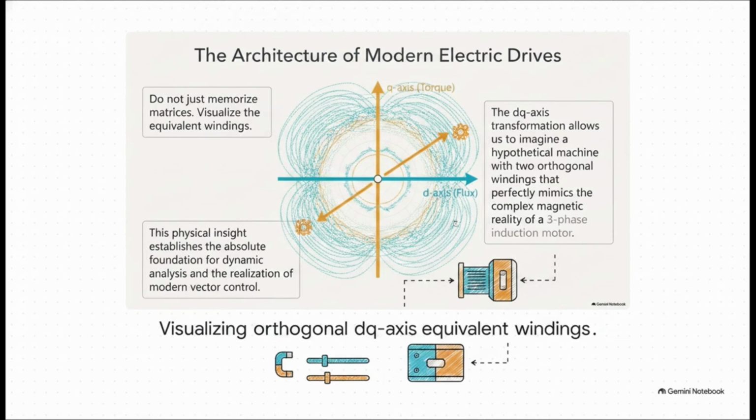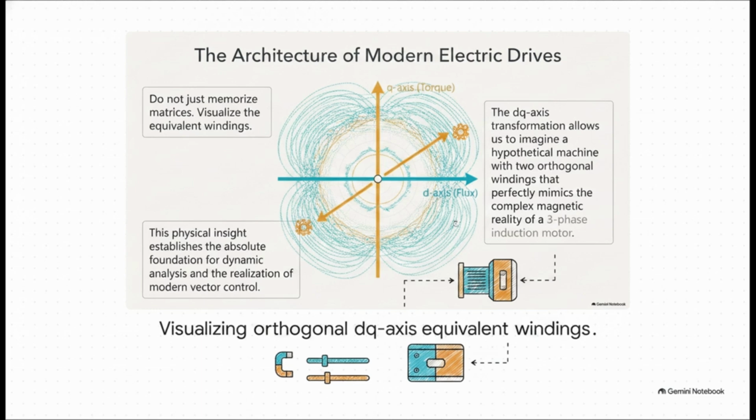So you might be wondering, why on earth do we endure all these mathematical gymnastics in the first place? Well, what are we actually chasing here? This graphic brilliantly illustrates our ultimate goal. I don't want you just memorizing matrices. I really want you to visualize this. Using the DQ transformation lets us imagine a totally hypothetical machine with two orthogonal equivalent windings. You've got the D-axis for magnetic flux and the Q-axis for torque.